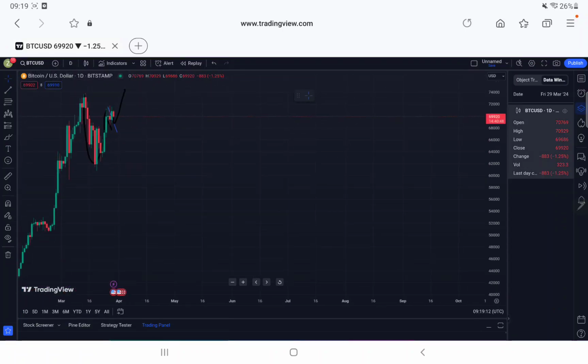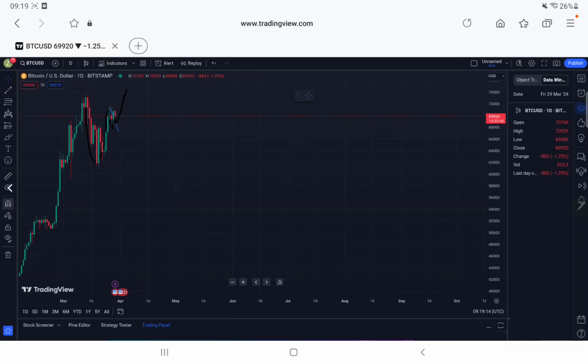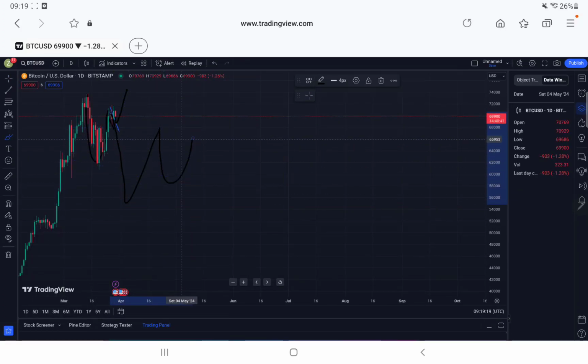But another thing that could also be happening is obviously we've got a head and shoulders pattern that could be forming. That could be another thing that happens. So there's more of an indication of waiting here.